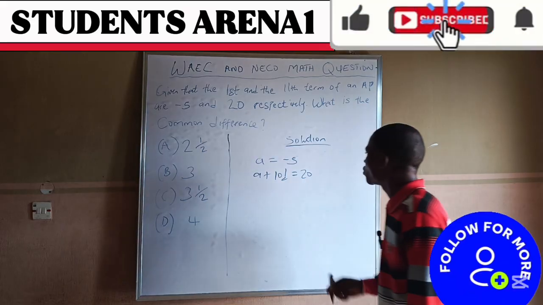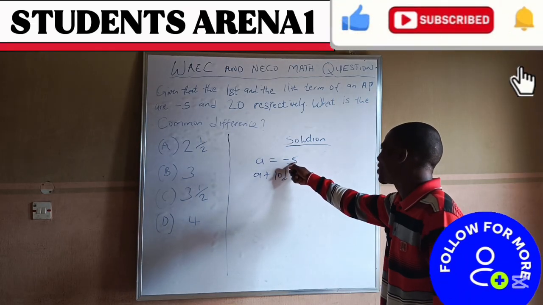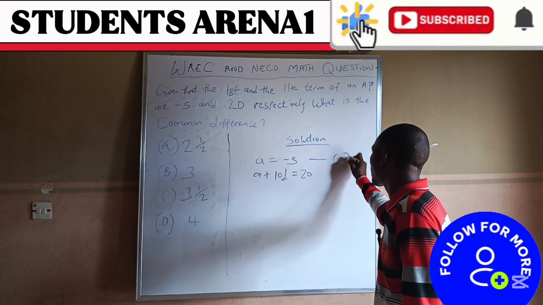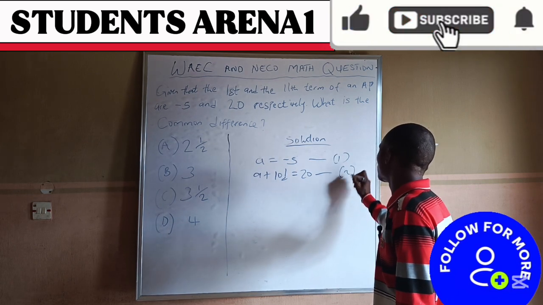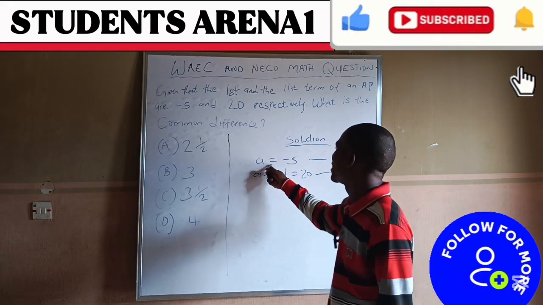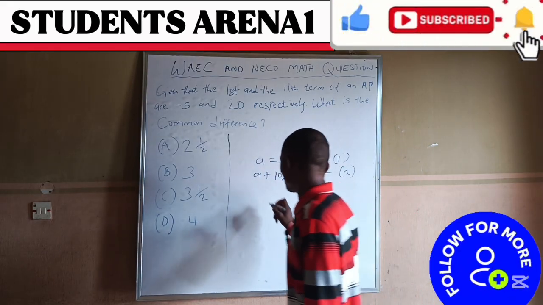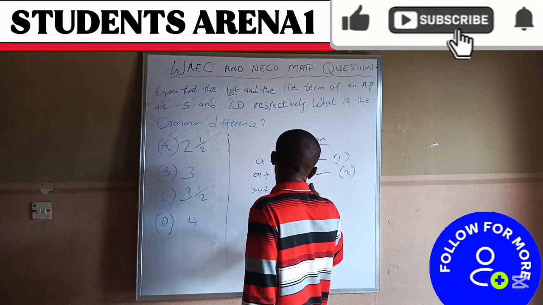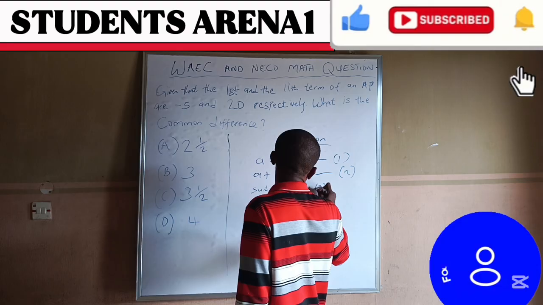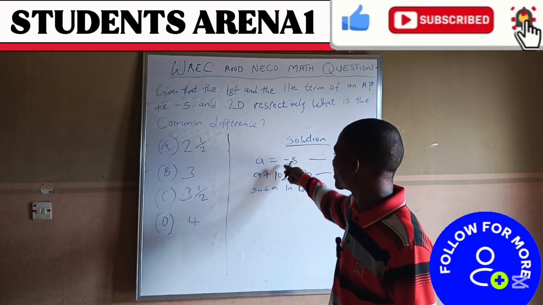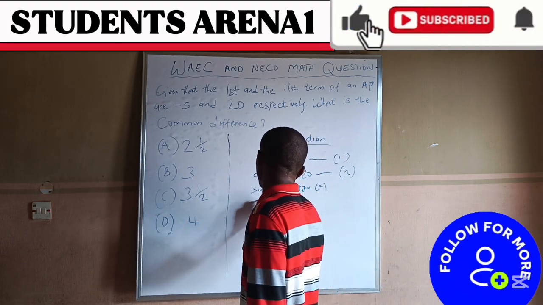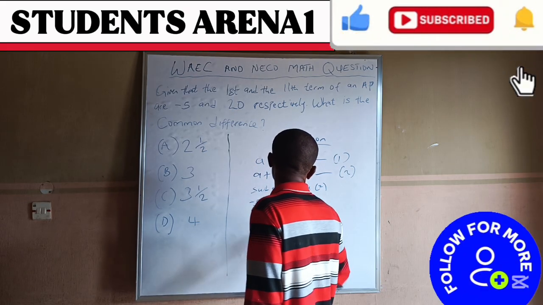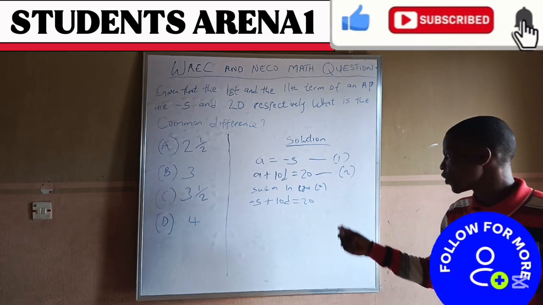Now from here, you can substitute the value of A into this equation. You can call this one equation 1, you can call this one equation 2. Now you can substitute the value of A into this equation. Let me say sub A in equation 2. Now the value of A is -5. You can now say -5 plus 10D equals 20.